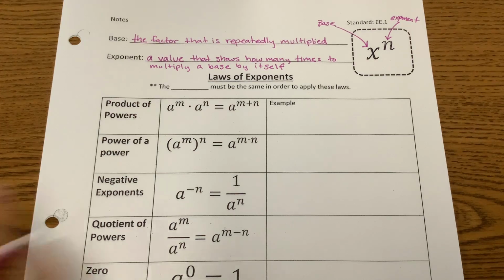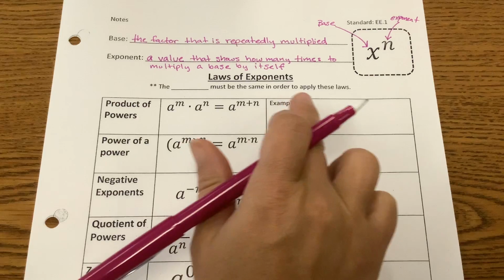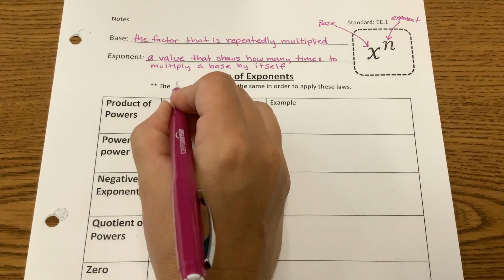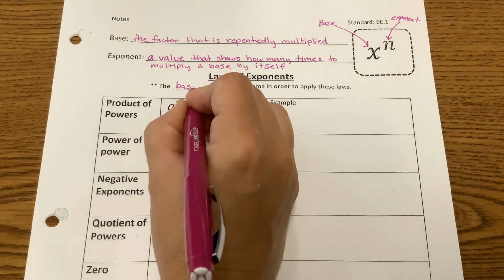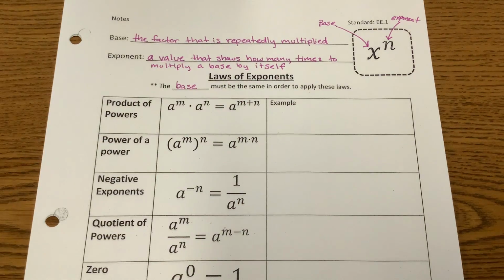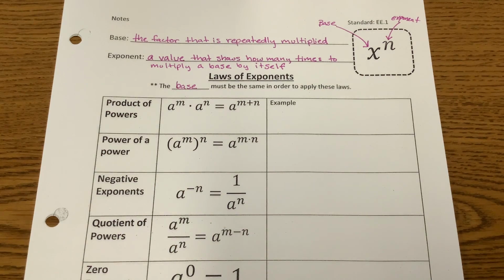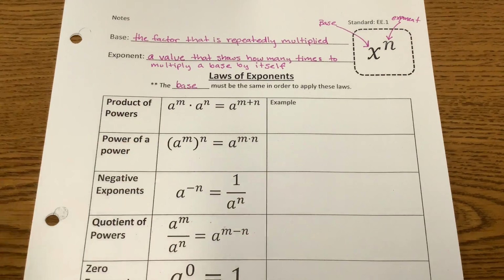So underneath that title, Laws of Exponents, the blank must be the same in order to apply these laws. It's the base. The base must always be the same in order for any of these laws to work. Okay, if we have two different bases, then we cannot use these values to simplify.